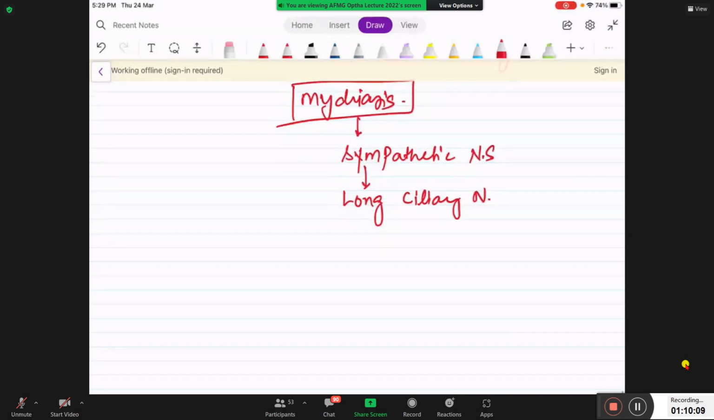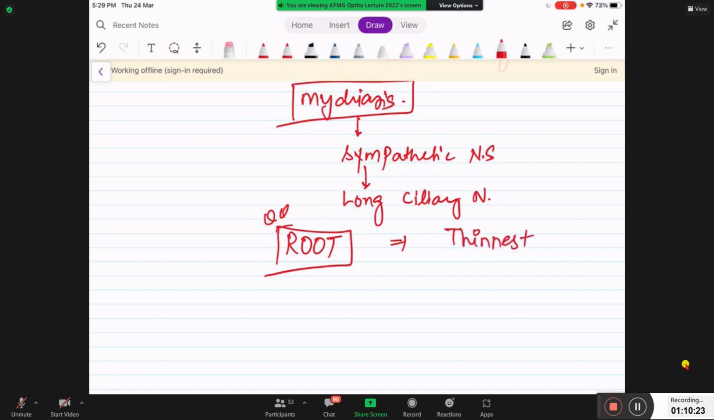Now talking about the root of the iris, important topic, root of the iris. Write down. Remember, an important point about the root of the iris is that this is the thinnest part of the iris.